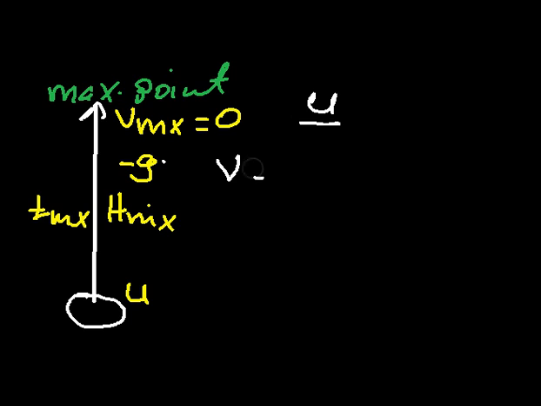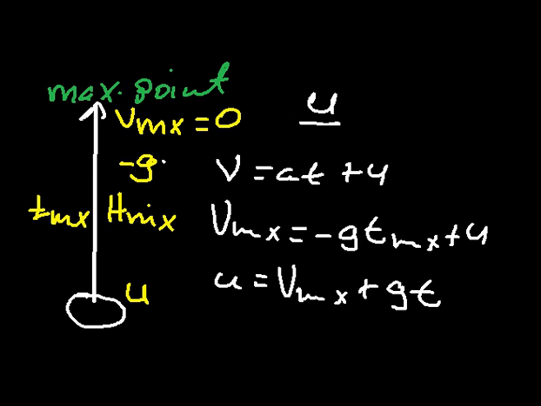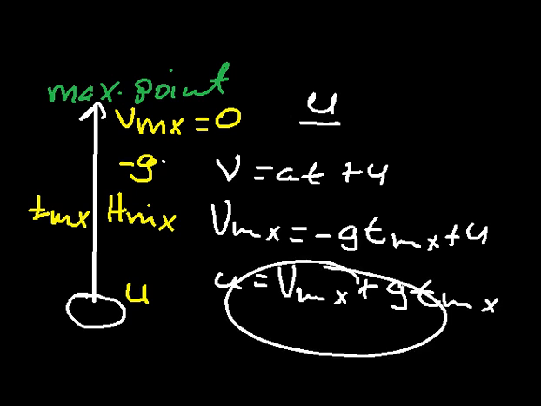That is v is equal to at plus u, where v is the final velocity, a is the acceleration, t is the time, and u is the initial velocity. So what is this in free fall motion? We have v max equal to negative g t max plus the initial velocity. So the initial velocity is given as v max plus g t max. So take note of that.